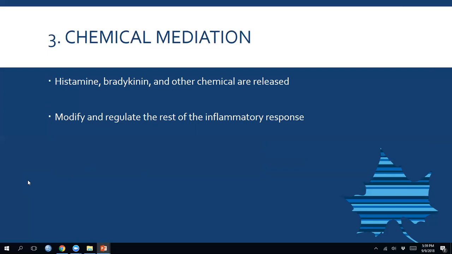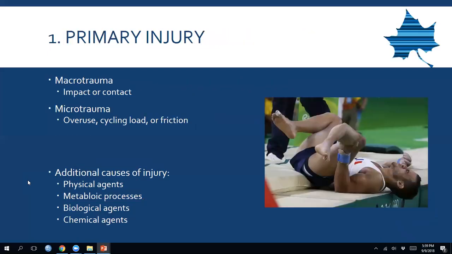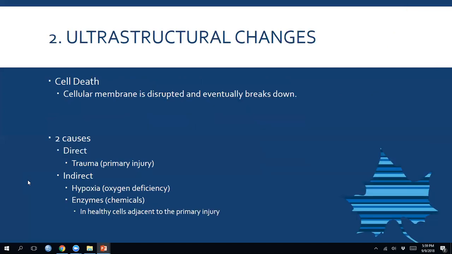So let's recap so far. The first one we have is primary injury. That's going to be the first thing that occurs in an acute inflammatory stage. After the primary injury happens, right away ultrastructural changes happen because of that. And so cell death occurs immediately, and that's either direct or indirect, depending on what tissue is targeted.